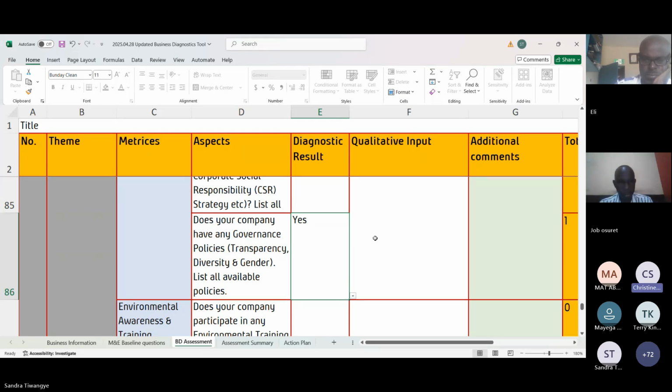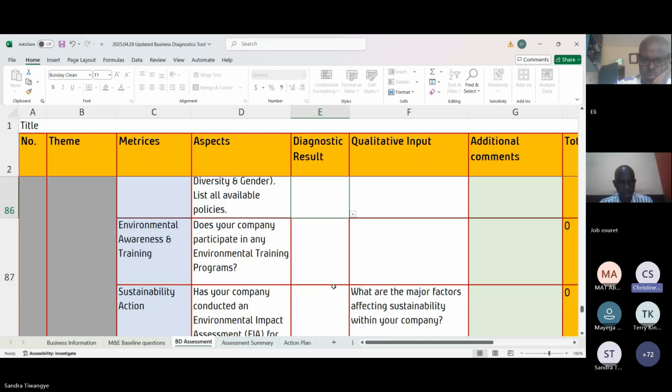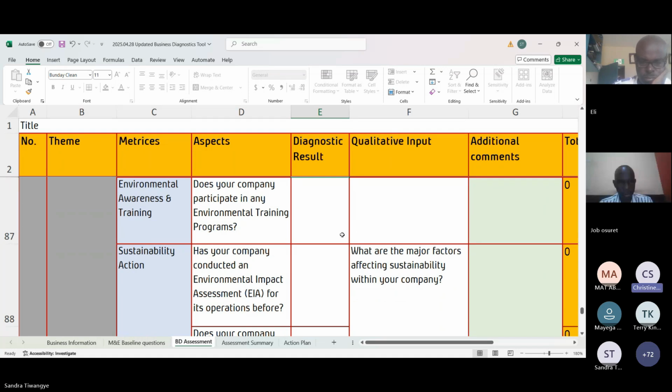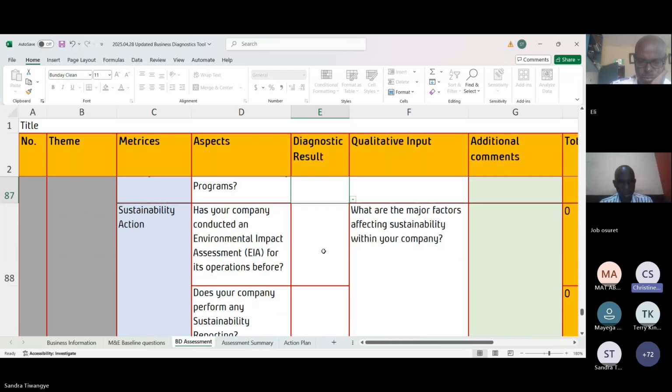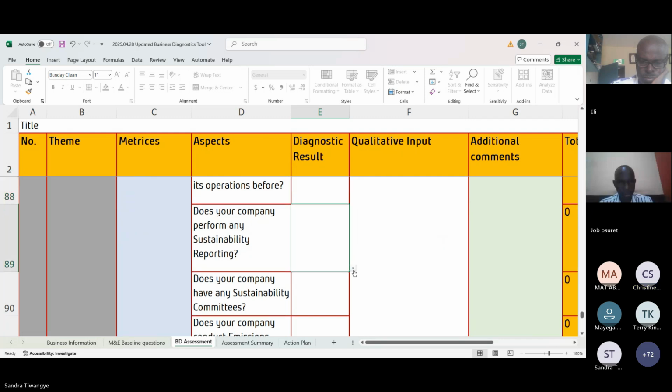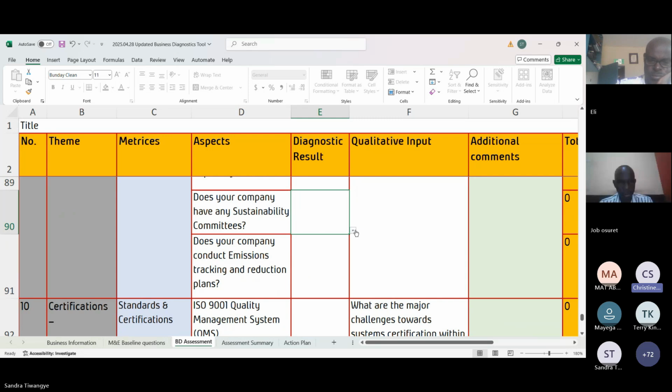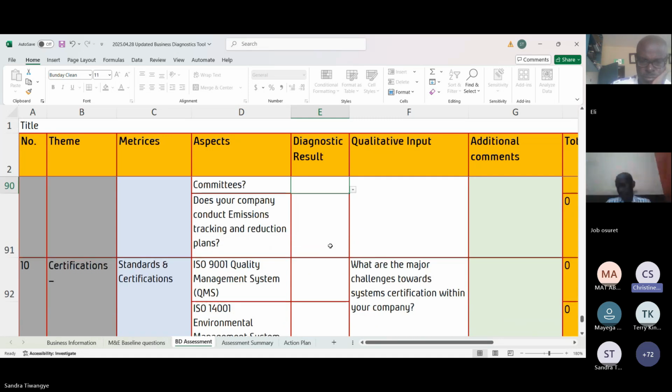In addition, we would want to know whether you partake in any environmental training and awareness programs as a company, if you send staff, whether you have a clear sustainability action that has been undertaken before. Have you, for example, performed an environmental impact assessment for your company before? Whether you report on sustainability at all, whether you have any committees to manage sustainability, and whether you track your company's emissions regularly. Please do indicate as you may see fit.